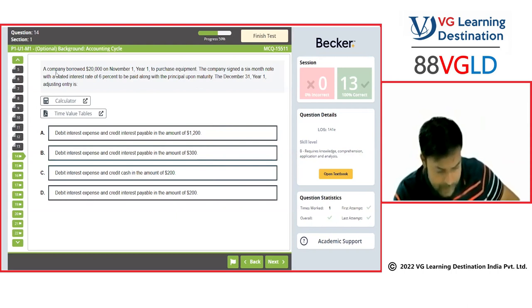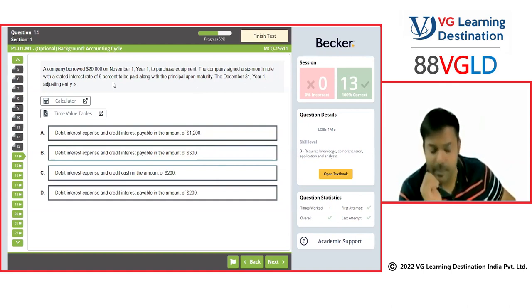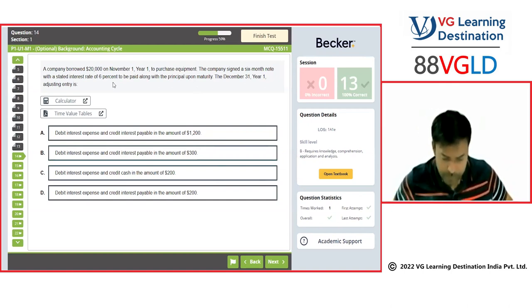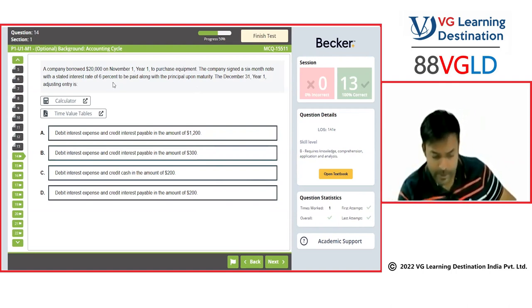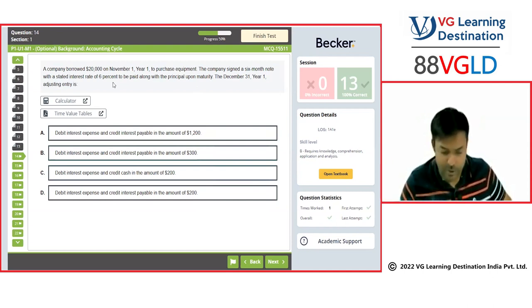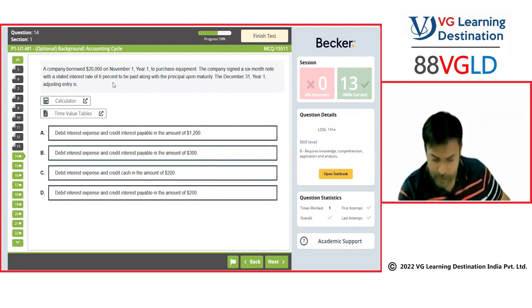Okay, let's see. Company borrowed 20,000 to purchase the equipment, signed a note 6%. That means how much is the interest per month, everyone? $20,000 is the total amount into 6%, 1200. But 1200 is for full year, right? 6% is full year. That means how much is going to be per month? Per month is going to be $100. Is that clear, everyone? $100.